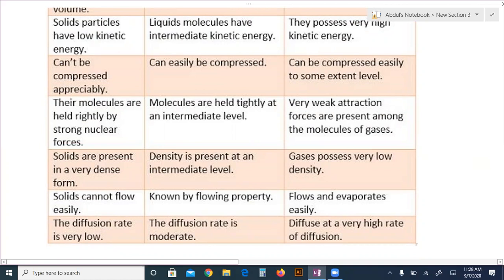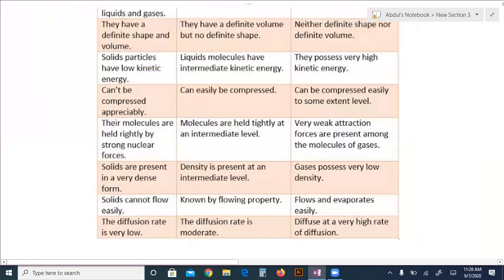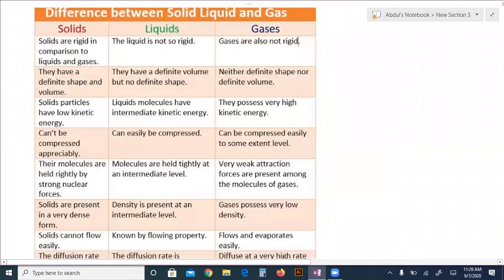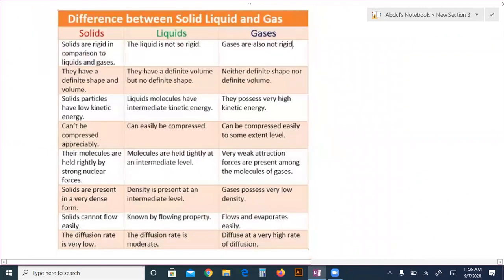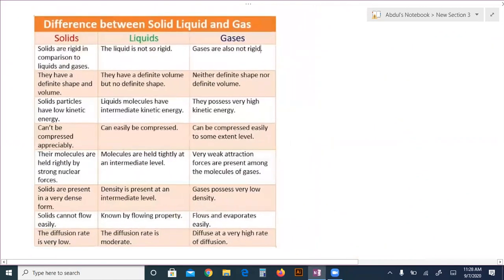Solid cannot flow easily, known by the flowing property; liquids flow and gases flow and evaporate easily. The diffusion rate is very low. The diffusion rate is moderate. Diffusion is at a very high rate. So these are very, very important properties and their differences. So we have to remember these ones.